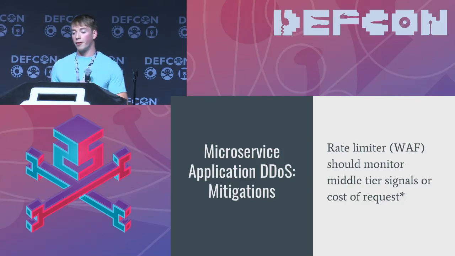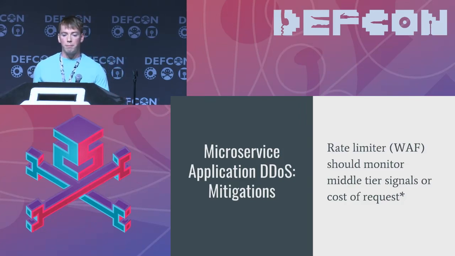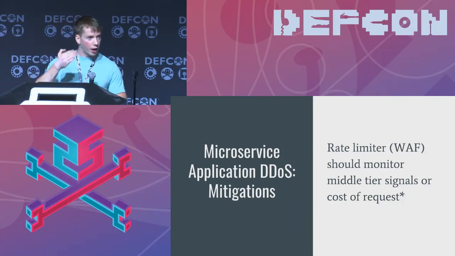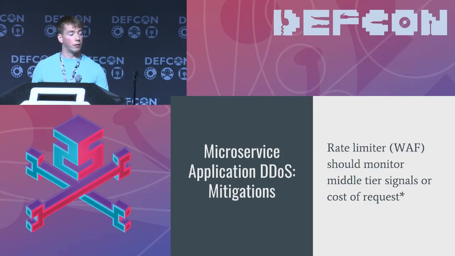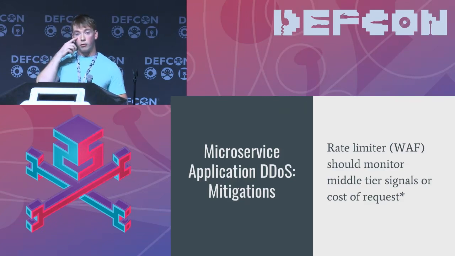The rate limiter, whenever possible, or your web application firewall, should monitor the middle tier signals or the cost of a request, right? If we're only monitoring at the edge or at that gateway, we're missing the point. If I'm sending one request in that actually results in 7,200 requests, we need to know that. And so we should have the visibility and the insight into those middle tier services so that we can enforce the right sort of blocks and protections way before we end up in a cascading systems failure sort of world.